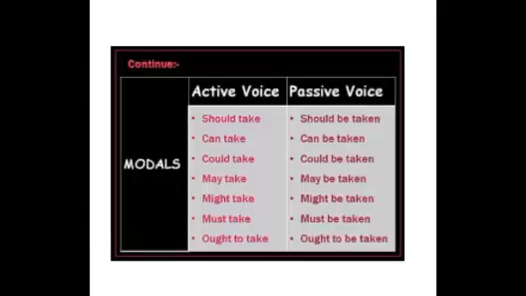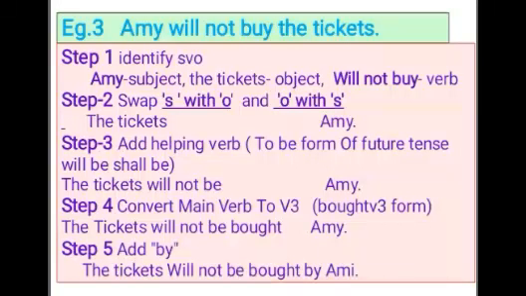Can take changes to can be taken. Could take, could be taken. May take, may be taken. Might take, might be taken. Must take, must be taken. Ought to take, ought to be taken. These changes occur when you convert a sentence with modal auxiliaries to passive voice.